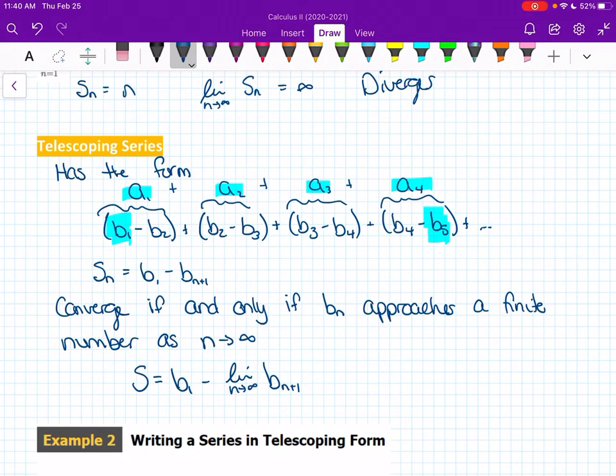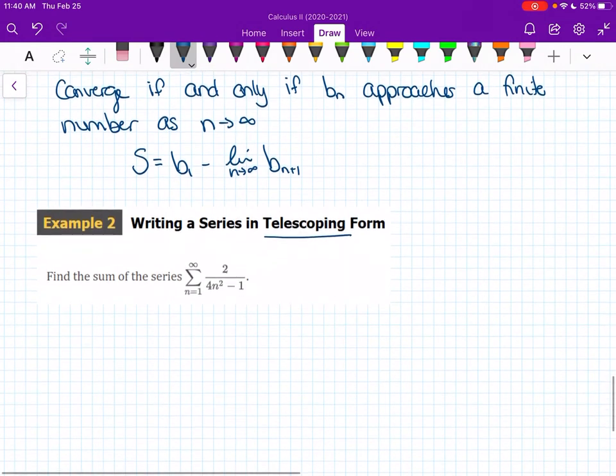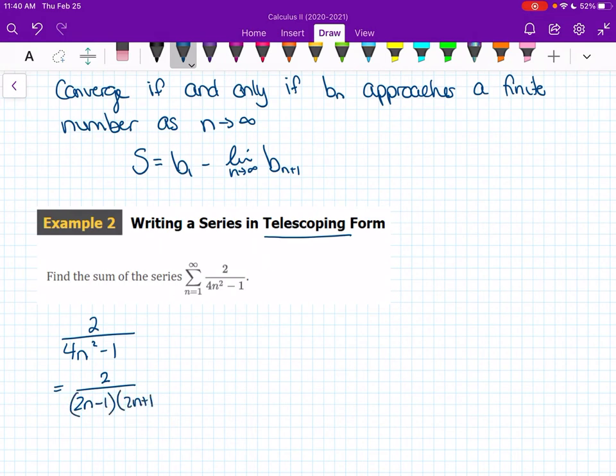All right, so let's do an example of this and kind of put some of this into practice. Okay, so I have the series from n equals 1 to infinity of 2 over 4n squared minus 1. And so we know that this is a telescoping series because it tells us that in the problem. So how we can put it in that form is partial fractions. Oh, so exciting. So for partial fractions, remember your first step is to go ahead and factor your denominator. So I get 2 over 2n minus 1 times 2n plus 1.